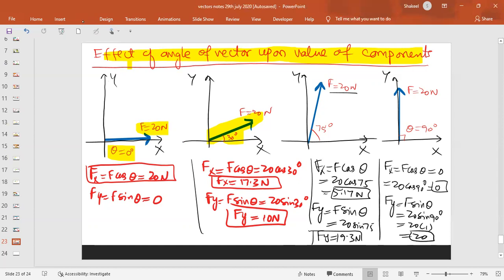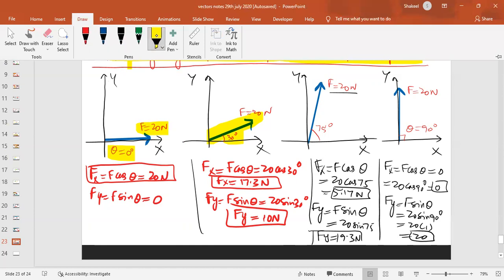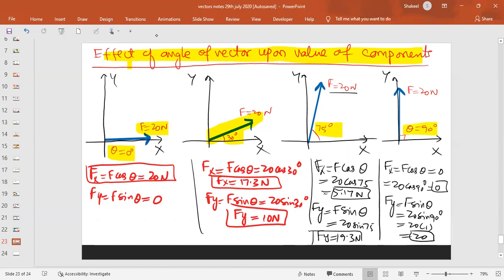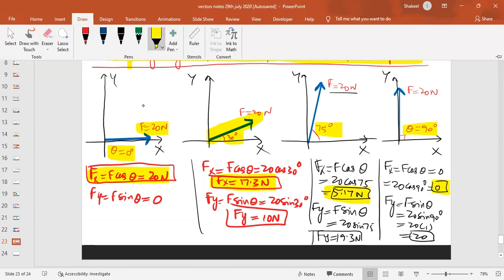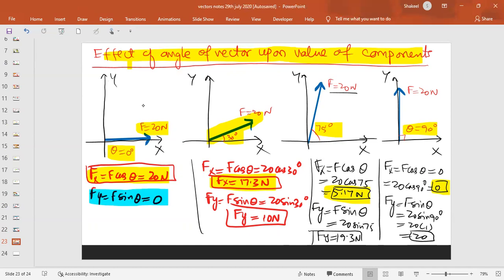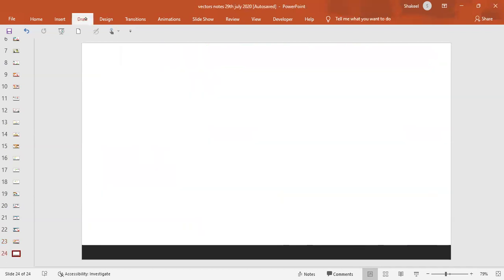Now, as you keep increasing the angle of the force with the x-axis, 0, 30, 75, 90, what happens to Fx? It was 20, then 17.3, then 5.17, and then 0. It means as you increase the angle from the x-axis, its horizontal component or x component starts decreasing. On the other hand, if you look at the vertical component, it was initially 0, then it becomes 10, then 19.3, and then 20. So its value is going to increase.